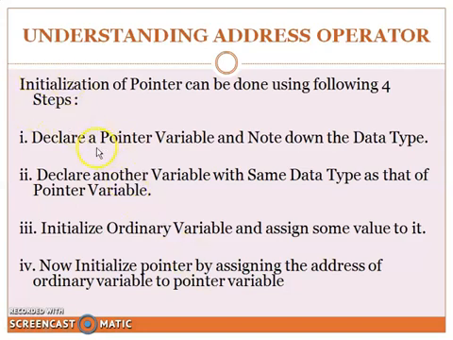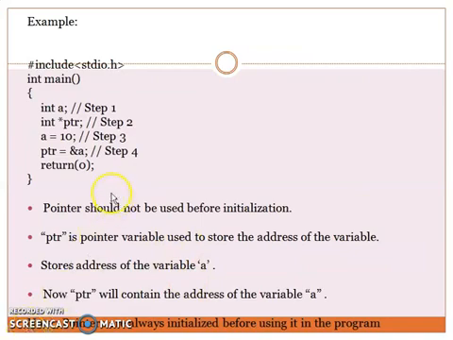The first step, we have to declare one pointer variable with any data type, and the second step, we have to declare one more variable, another variable with the same data type as that of the pointer variable. We have to initialize that ordinary variable with some value. Now after doing that, we have to initialize the pointer variable by assigning the address of that ordinary variable to the pointer variable. So let's see how it is working with one simple example.